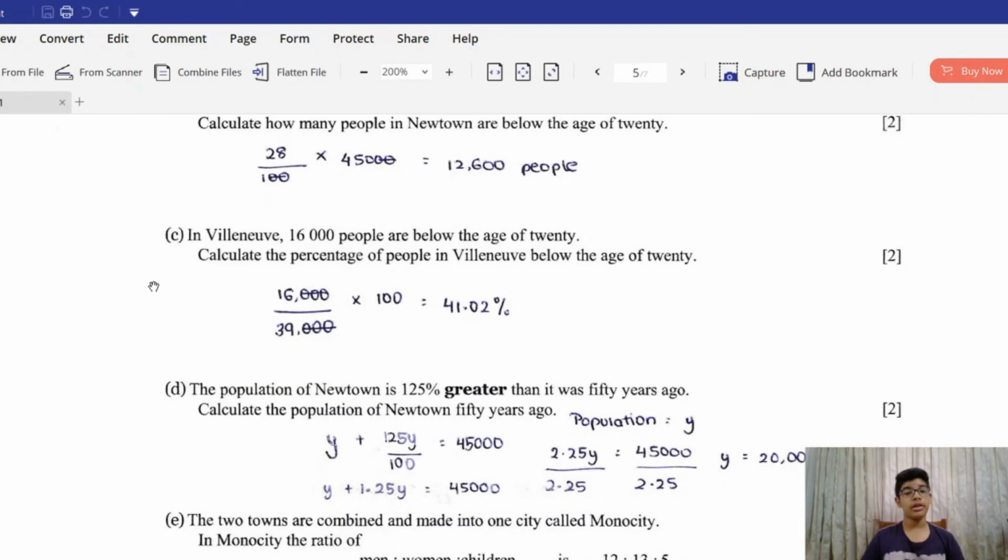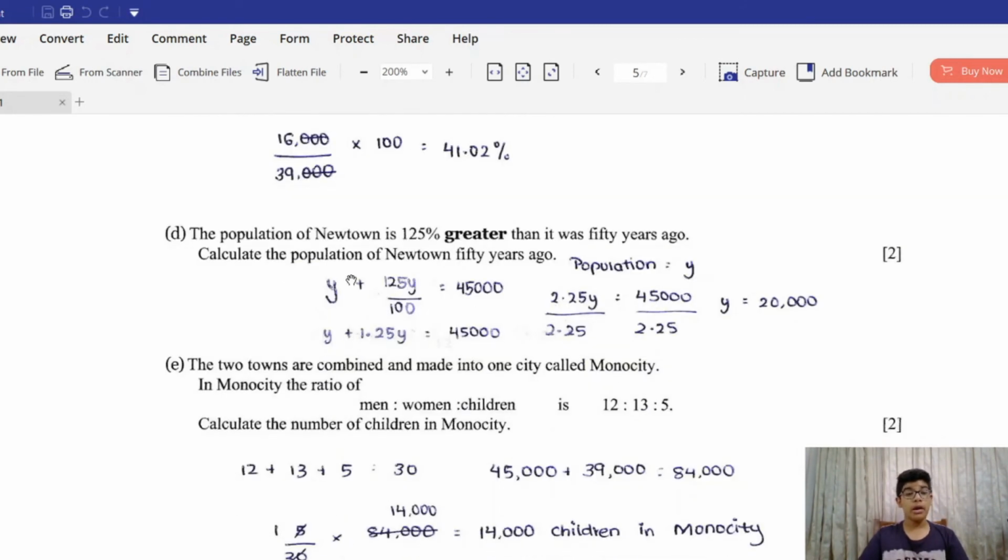Part C. In Villeneuve, 16,000 people are below the age of 20. Calculate the percentage of people in Villeneuve below the age of 20. Just take the amount of people below the age of 20 over the total amount of people and multiply by 100. And that's basically 16 over 39 times 100. And we get that the percentage of people in this town is 41.02. That's the percentage of people who are below 20.